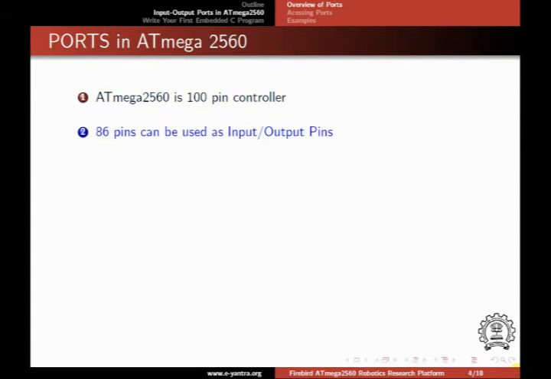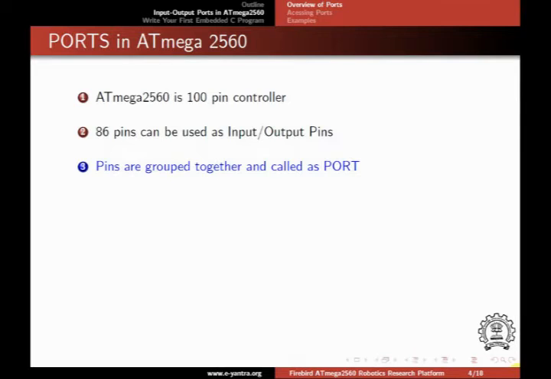Let us now see the ports present in ATmega 2560. So ATmega 2560 is a 100-pin microcontroller, out of which 86 pins can be used as input or output pins for I/O interfacing. These pins are grouped together and are called as ports. The pins are called as ports because if you want to access any of the peripheral devices, you have to do it by putting the address of it, that is, to which pin particular input or output device is connected. So addressing 86 pins is very difficult. So we have grouped the pins and have called them as ports.